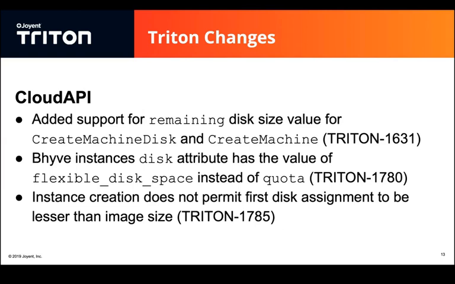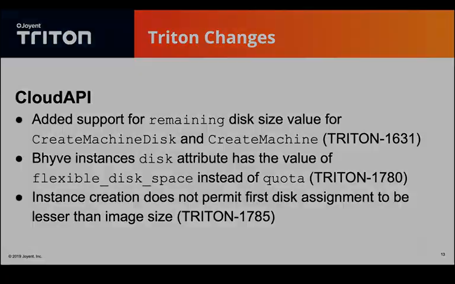We make sure that the disk attribute for Cloud API, when you see this attribute in a machine, has the value of flexible disk space for bhyve VMs instead of quota, because it's not related at all. And then we fixed some bugs thanks to the QA team, because, for example, we were allowing the creation of instances with the first disk being smaller than the image size, or wrong error messages, or another kind of stuff. So thanks to the QA for their help on this.